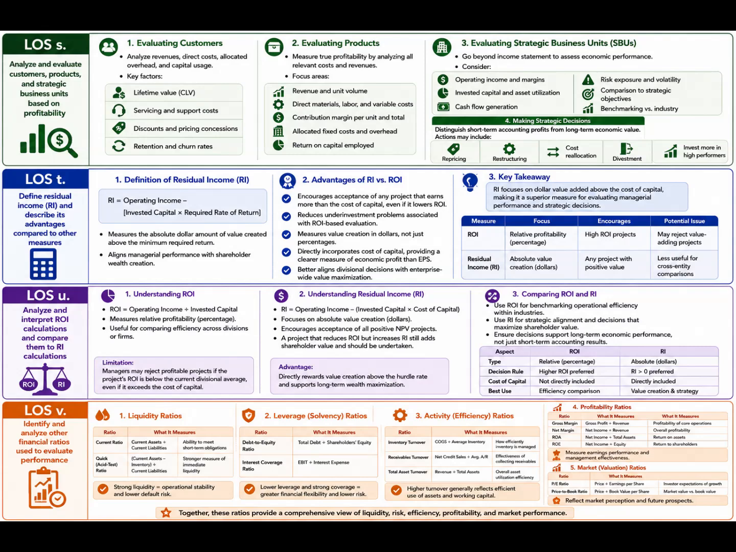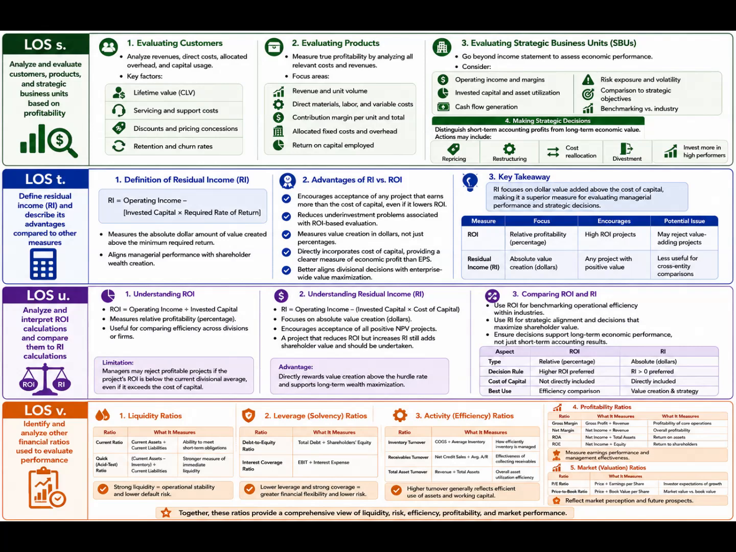LOSU. Analyze and interpret ROI calculations and compare them to RI calculations. Return on investment, ROI, measures relative profitability as a percentage of invested capital, enabling comparisons across divisions or firms. However, managers may reject profitable projects if the project's ROI is below the current divisional average, even if it exceeds the cost of capital. In contrast, residual income, RI, focuses on absolute value creation and encourages acceptance of all positive net present value projects. A project that reduces ROI but increases RI still adds shareholder value and should be undertaken.